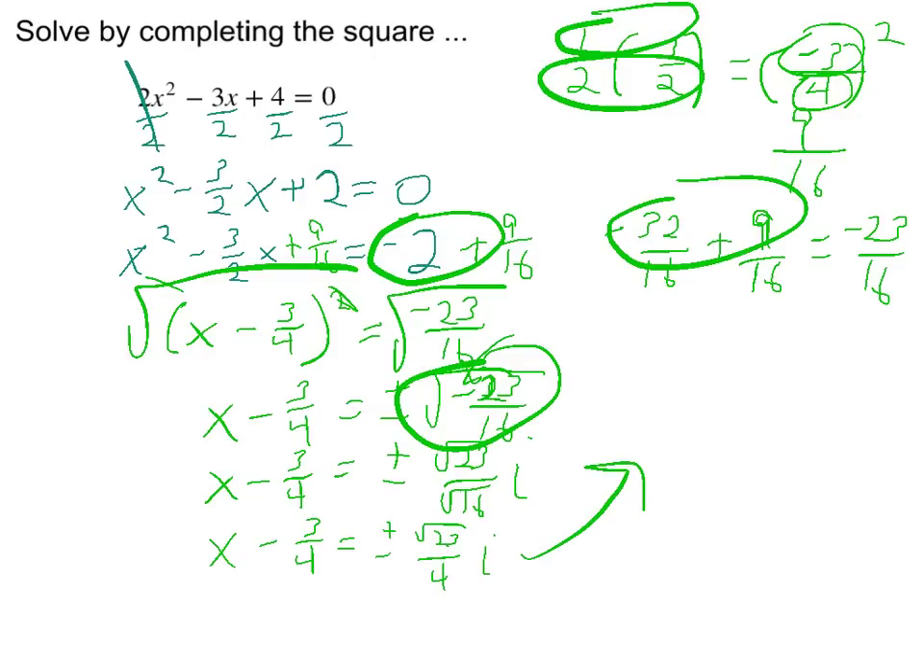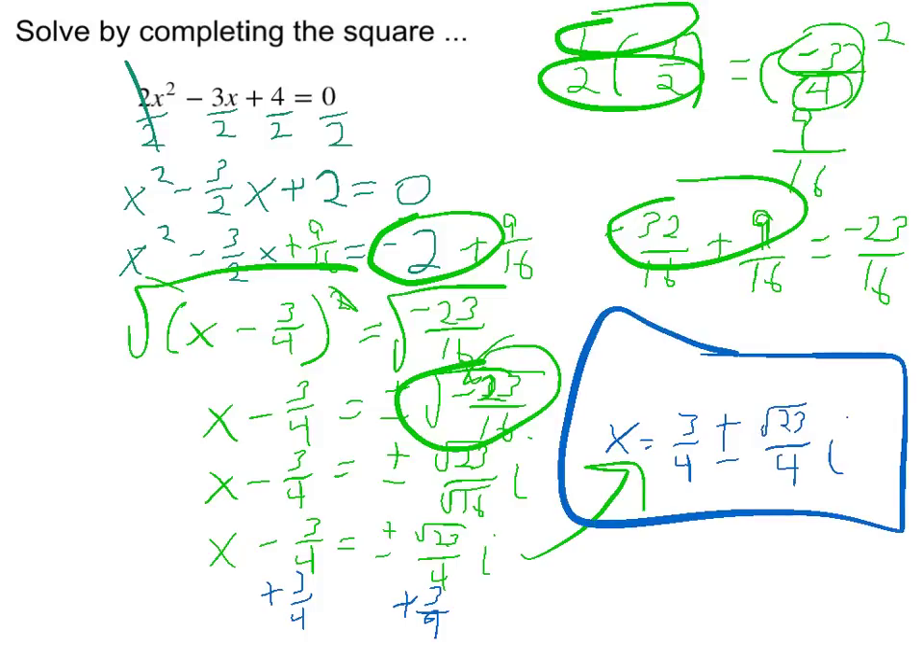Over here, let's just finish her up. I'm going to add 3/4 over here and add 3/4 over here. And that's going to give us x equals 3/4 plus or minus radical 23/4 i. And we have two complex roots, but more specifically, two complex roots that are imaginary roots.